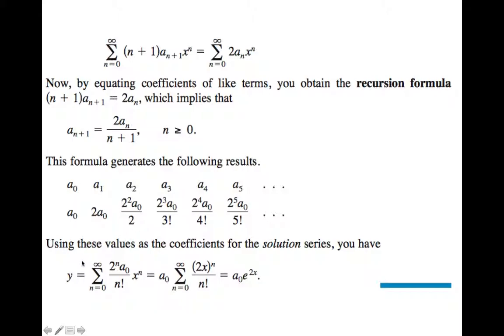So I can then come in and make a substitution in my expression, because notice here, if this is the 0th term, the first term, the second term, the third term, what I've got going here is 2 to the n power over n factorial times a sub 0. So that then gets substituted here into this general expression, and that's basically my solution series.